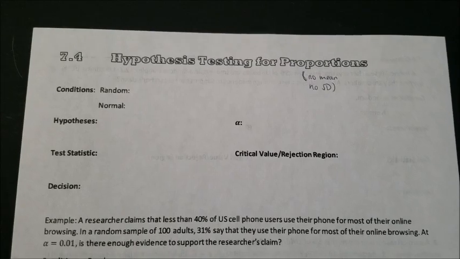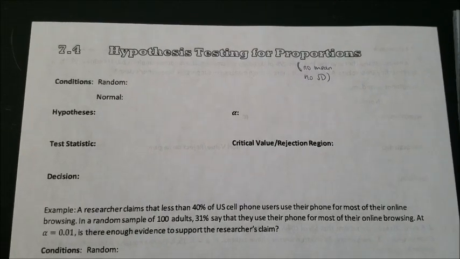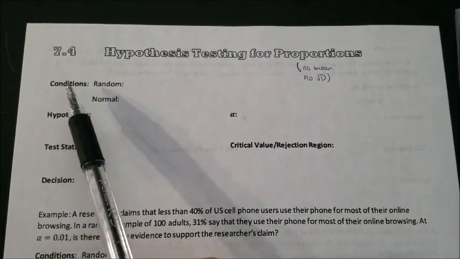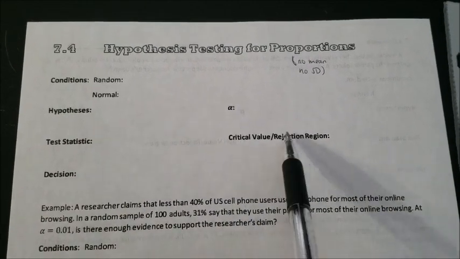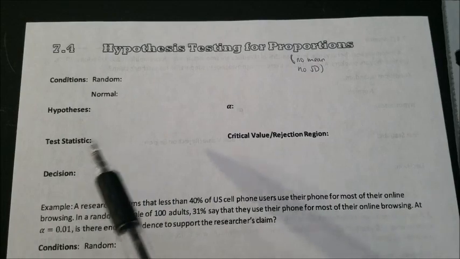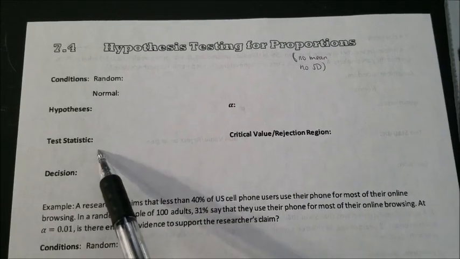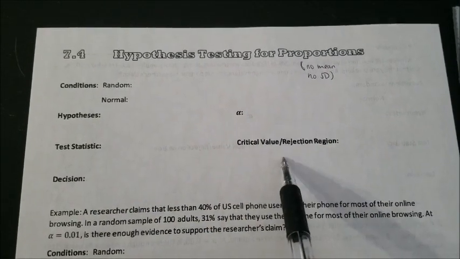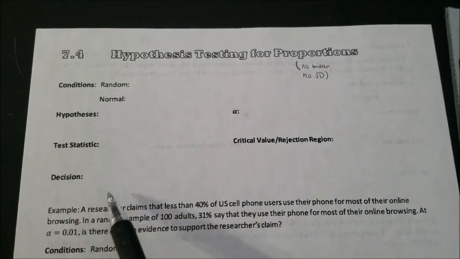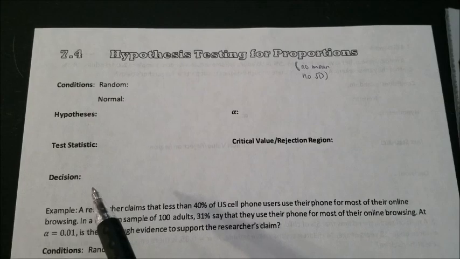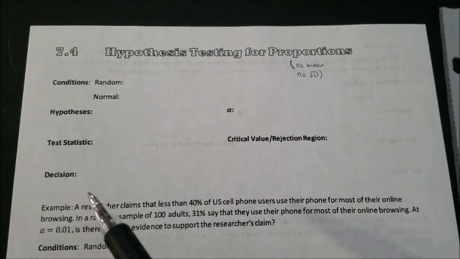For the section, it's just like before how we had our setup where we had to check our conditions, we stated our hypotheses, we figured out in the problem what was alpha, we find a test statistic, we have a critical value or a rejection region, and then we make our decision. Remember, the decision was the thing with like their 3 sentences. So it's going to be pretty much the same format here, just slightly different formulas, stuff like that.